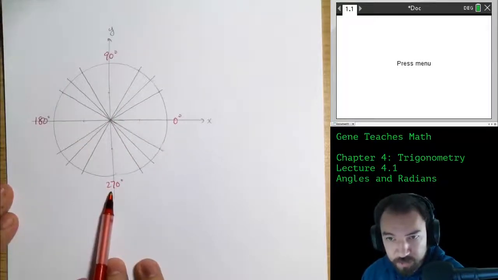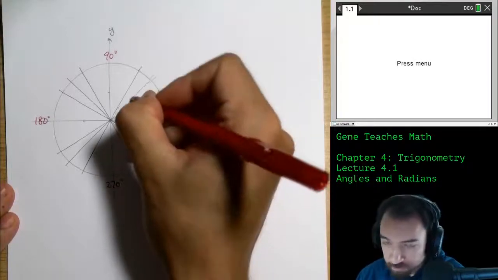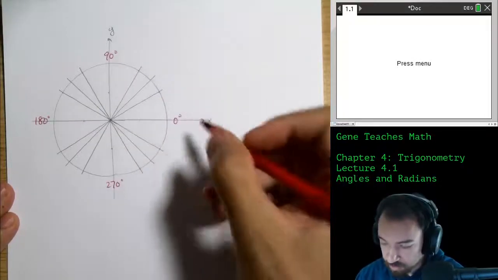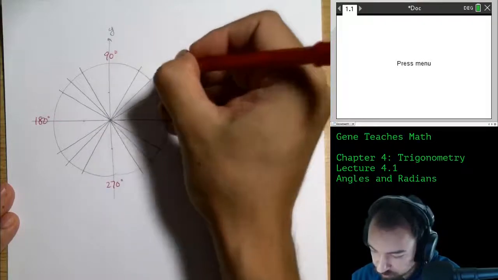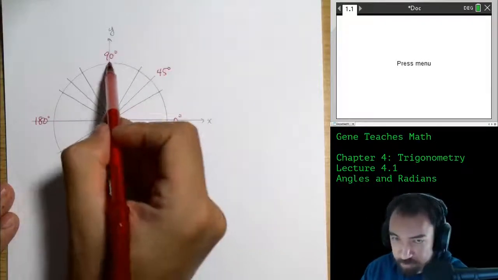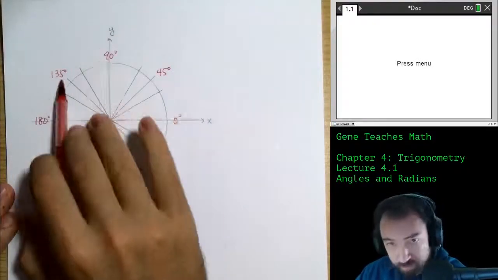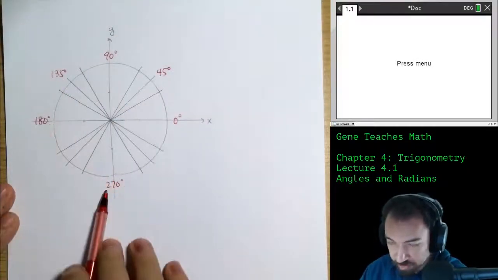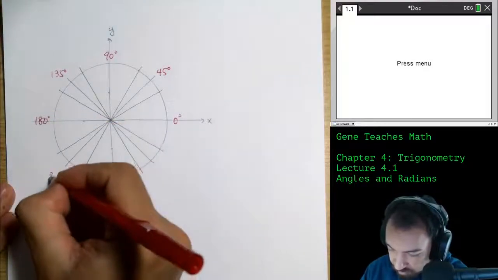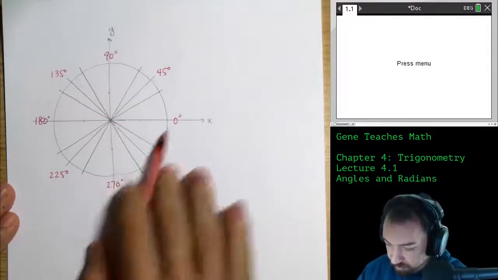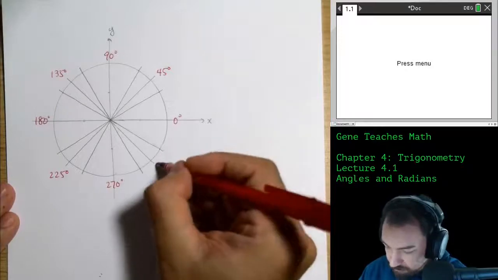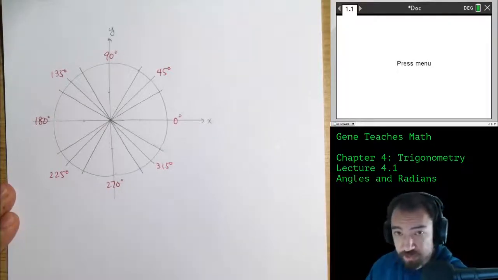The next ones that we want to talk about are the ones that are halfway between the 0 and the 90 degrees. So this one will be 45 degrees. Halfway between 90 degrees and 180 degrees, this is 135 because it's 90 plus 45. And then halfway between these will be 180 degrees plus 45 degrees. And then halfway between these would be 270 degrees plus 45 degrees.